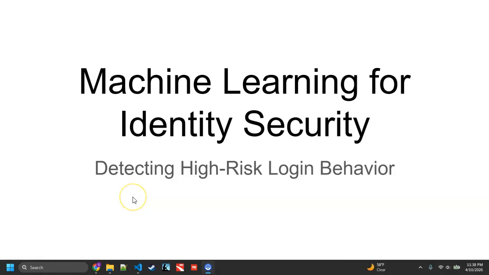Hi, my name is Greg Arcand, and today I'm going to be presenting a machine learning approach to an identity security application. It's to detect high-risk login behavior in identity access. The goal is to identify account takeover and abnormal access patterns using both supervised and unsupervised methods, while also understanding what factors are driving risk.